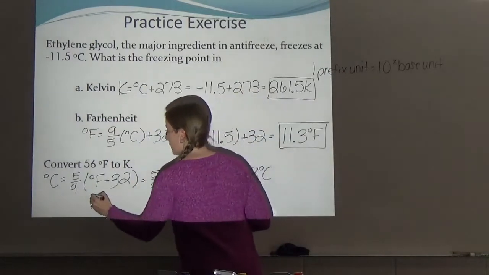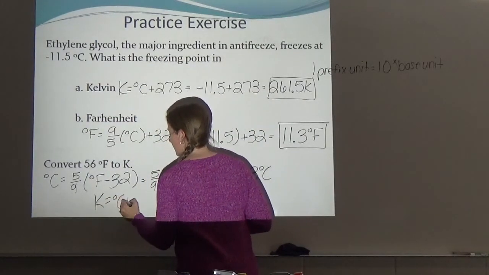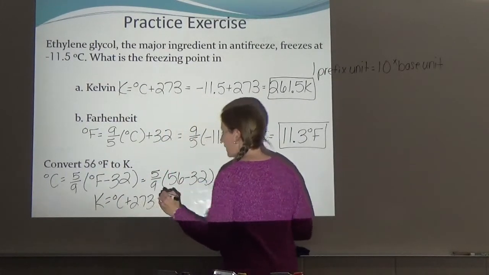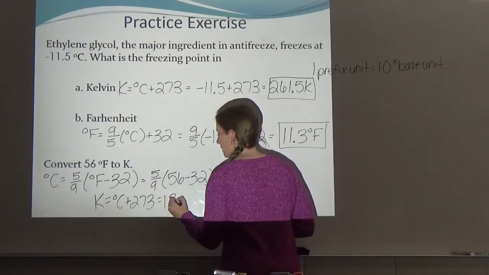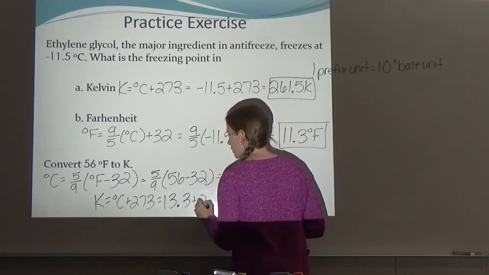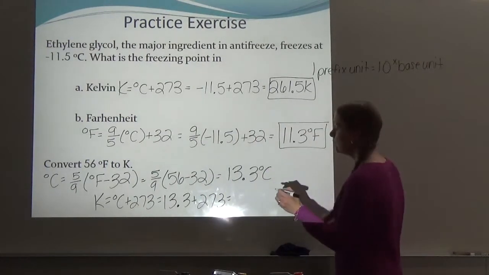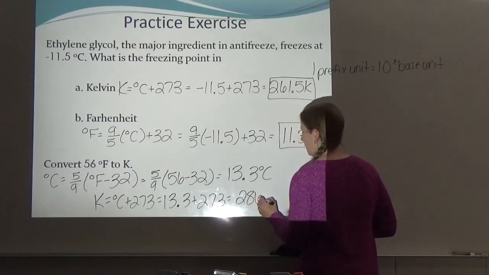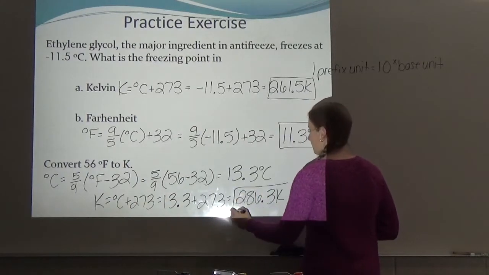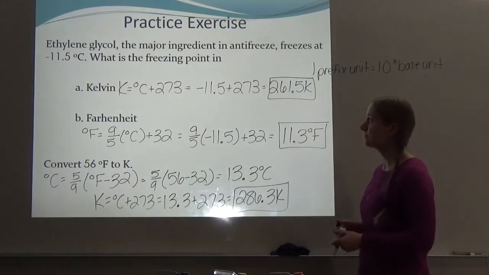So to get to Kelvin, I need to use one more formula. So remember, we already know what that is. Kelvin is degrees Celsius plus 273. So I would just do 13.3 plus 273. And so once I add that together, I get 286.3 Kelvin. No degree sign.